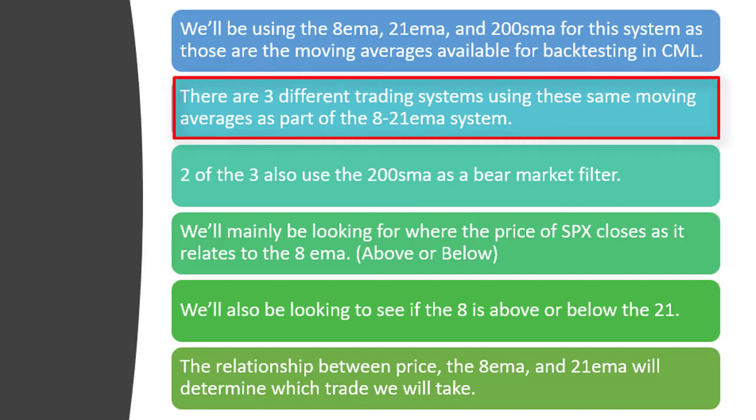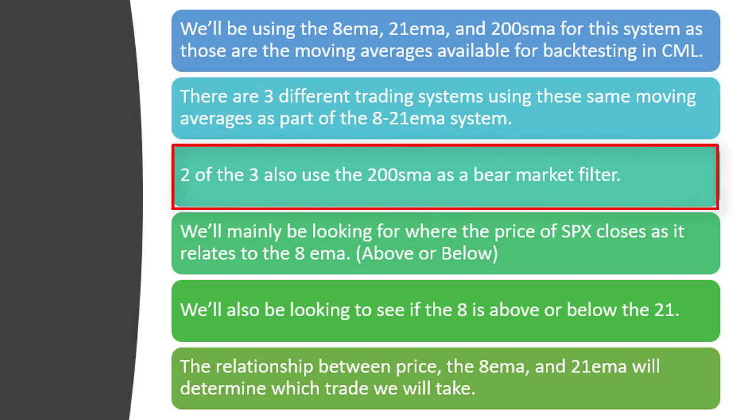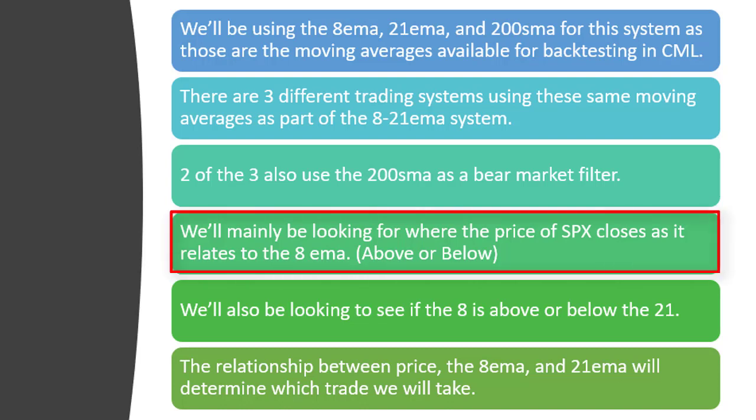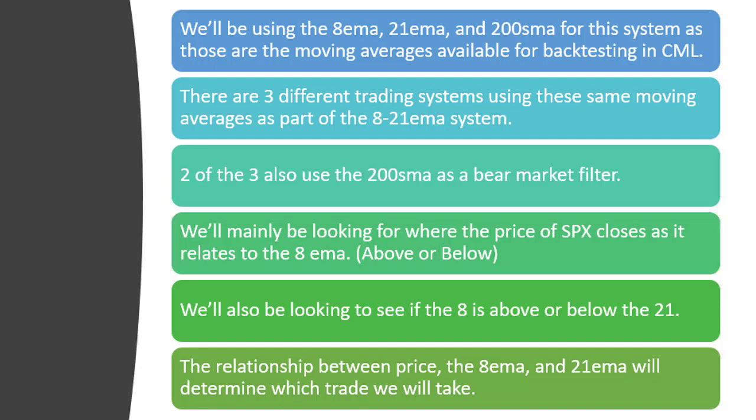There's 3 systems, as I mentioned. They all use the same 8-EMA and 21-EMA. 2 of the 3 also use the 200 SMA, and we'll look at that in a minute. And really, with those moving averages, there are a couple of things. First, we're mainly looking at where the price of the SPX is going to close. Is it going to close above the 8-EMA? Is it going to close below the 8-EMA? So that's one of the factors.